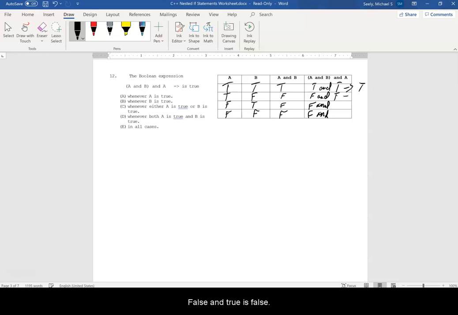False and true is false. False and false is false. False and false is false. Okay. So the only true time it happens is when both of those are true. So it'd be D.